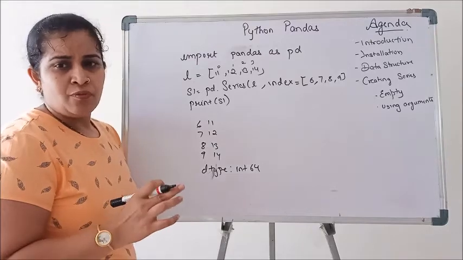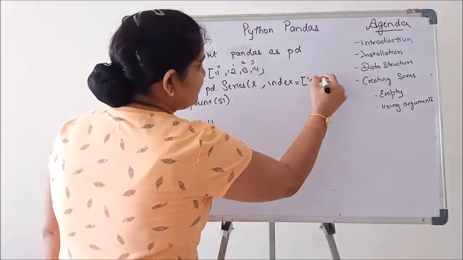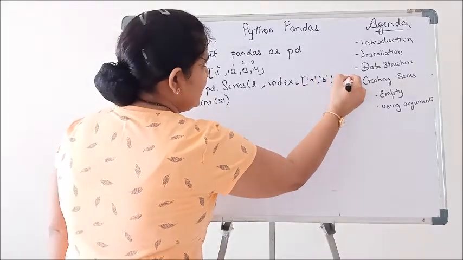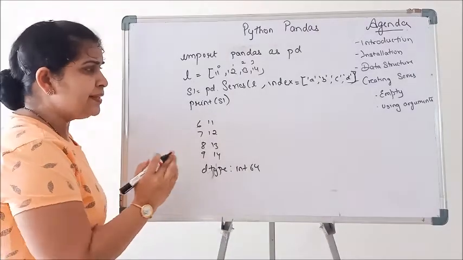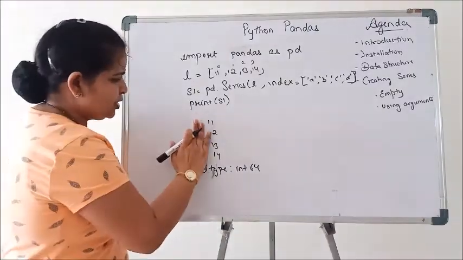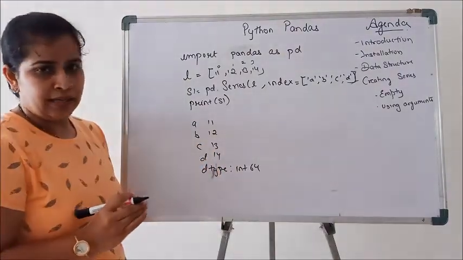Besides integer value or float value, we can also give string values A, B, C and D. This can also be given. So in this case, what will happen? This will be printed as A, B, C and D.